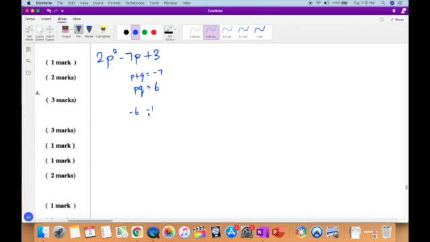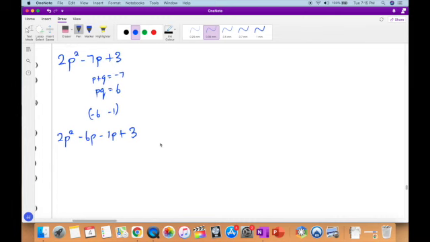So if I multiply them, I'll get positive 6, and if I add them, I will get negative 7, right? So I'll take these two numbers now and replace the 7. So now I have 2p squared minus 6p minus 1p plus 3, right? I wonder if I should flip them. Instead of negative 6 minus 1, should I put negative 1 minus 6? Because I notice 6 and 3 have some things in common. But I wouldn't flip them just yet.